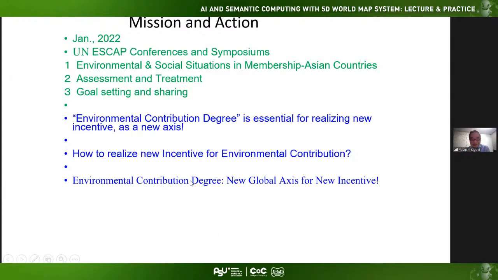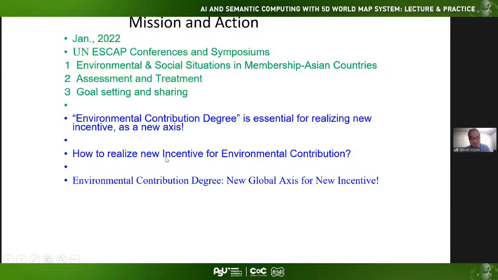I like it. And so my point today is that environmental contribution degree might be one of the new axes. A new axis means not only money. Money is a great axis to measure and evaluate different objects and different activities. We can apply money. Money can express the value of our activity or object. But environmental contribution degree, or campus coin, campus system, what's a good way to make a new degree in campus life? This is a new axis. This is the point today.